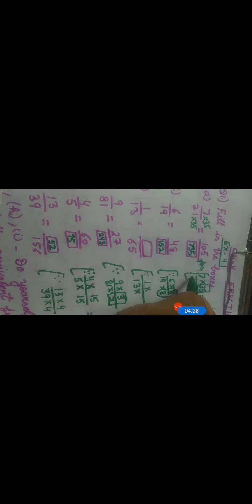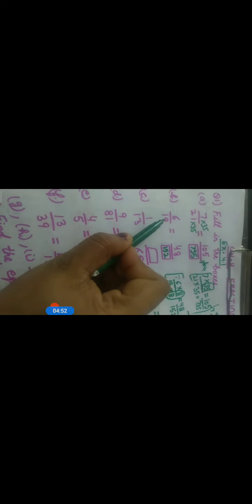You can write it like this. The number should be the same. Similarly, we can do all other parts. In B part, you have 6 upon 19. Whenever we multiply 6 by 8, we will get 48. So we will multiply 19 by 8 and we will get 152.